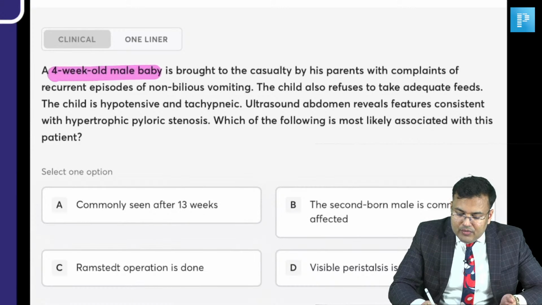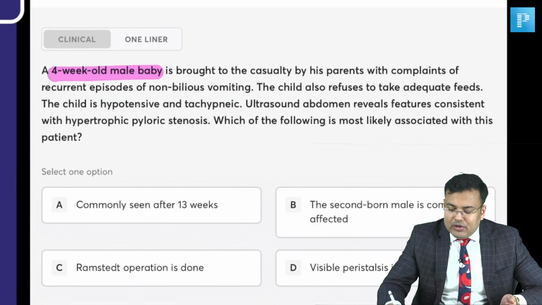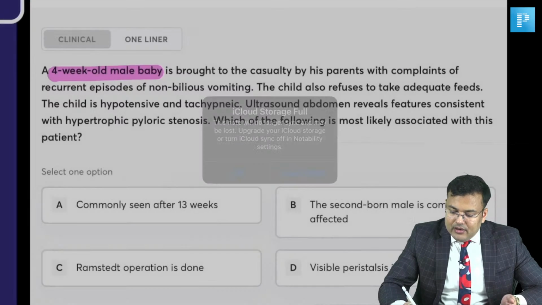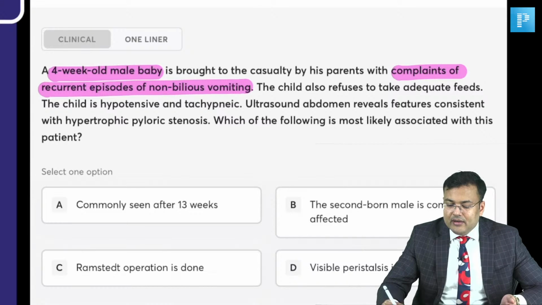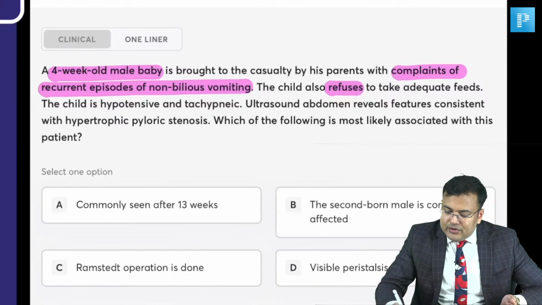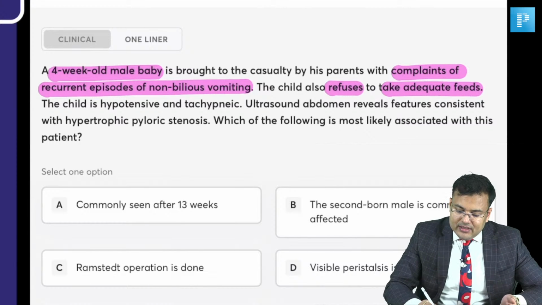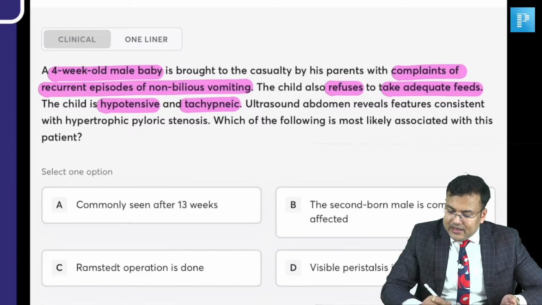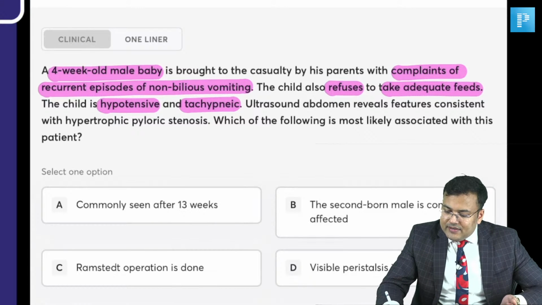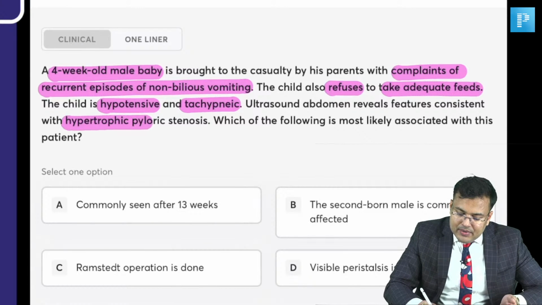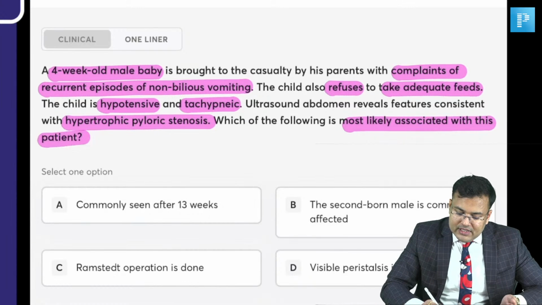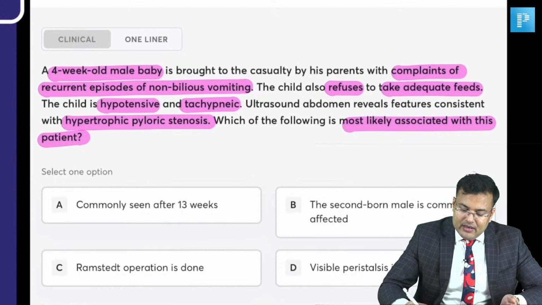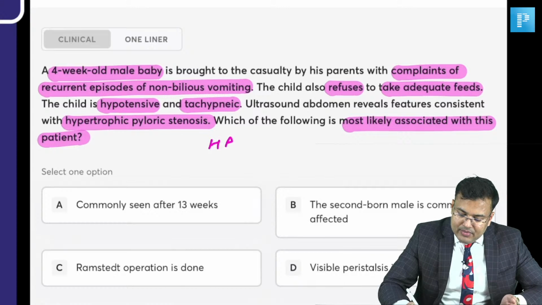4 weeks old male baby brought to the casualty by parents. Complaints of recurrent episodes of non-bilious vomiting. Child refuses to take adequate feeds. Child is hypotensive, tachypnic. Ultrasound abdomen reveals feature consistent with hypertrophic pyloric stenosis. Most likely associated with this patient. Guys, tell me what's the correct answer. This patient is having hypertrophic pyloric stenosis.